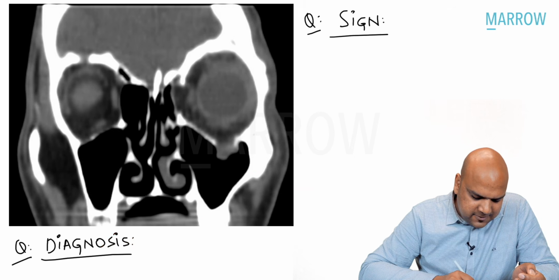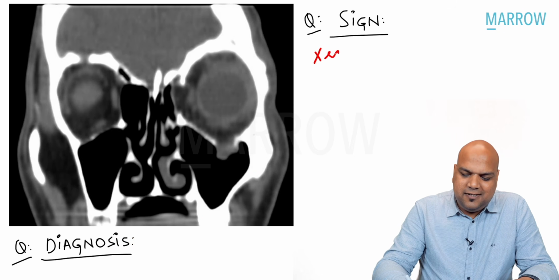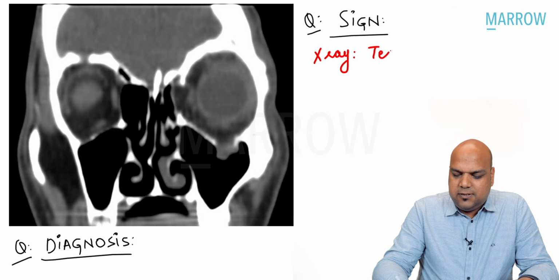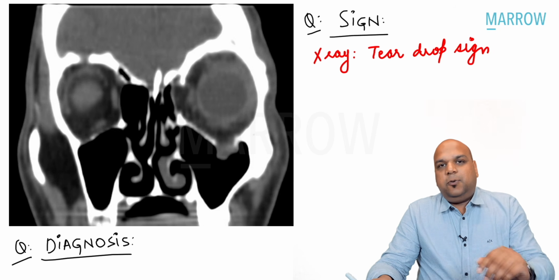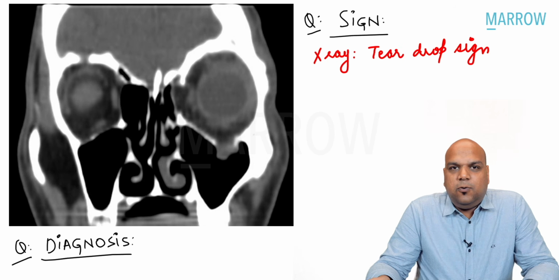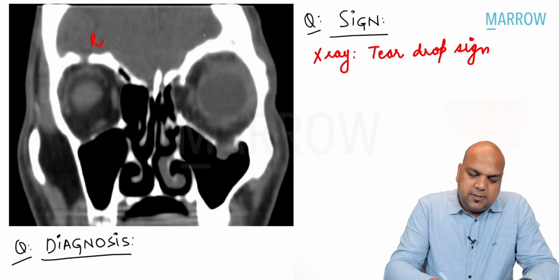Moving on to the next image, into the same lineage. What is the sign? Yes, all of us know this is an X-ray image, which is showing us teardrop sign. I think this is no more a question which is difficult to anyone. This is probably something which everyone knows who has passed undergraduation. What is the diagnosis? What is teardrop? Okay, so this is right, this is left.